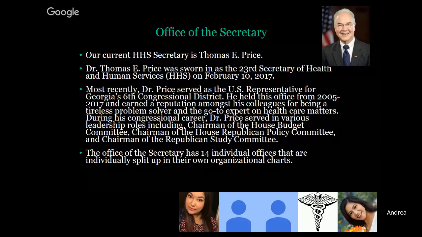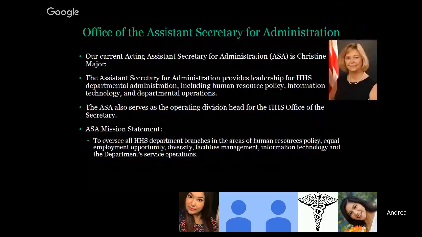He held this office from 2005 to 2017 and earned a reputation amongst his colleagues for being a tireless problem solver and the go-to expert on healthcare matters. During his congressional career, Dr. Price served in various leadership roles, including Chairman of the House Budget Committee, Chairman of the House Republican Policy Committee, and Chairman of the Republican Study Committee. The Office of the Secretary has 14 individual offices that are individually split up in their own organizational charts. And that's the end of that one.